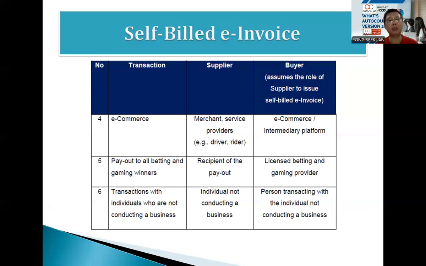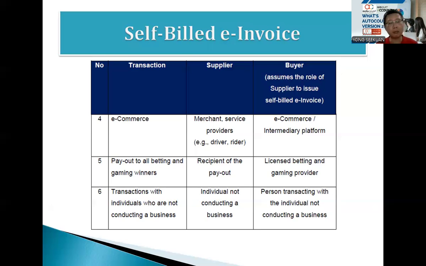But according to their e-commerce guideline, all the invoices will be handled by Shopee, the e-commerce platform. It means the reseller does not need to do anything; the reseller just issues a normal invoice only. So what you do as the buyer is request an invoice from Shopee. I have tried it. It is a self-billed invoice. Number five is gaming winnings. This one also is not common.